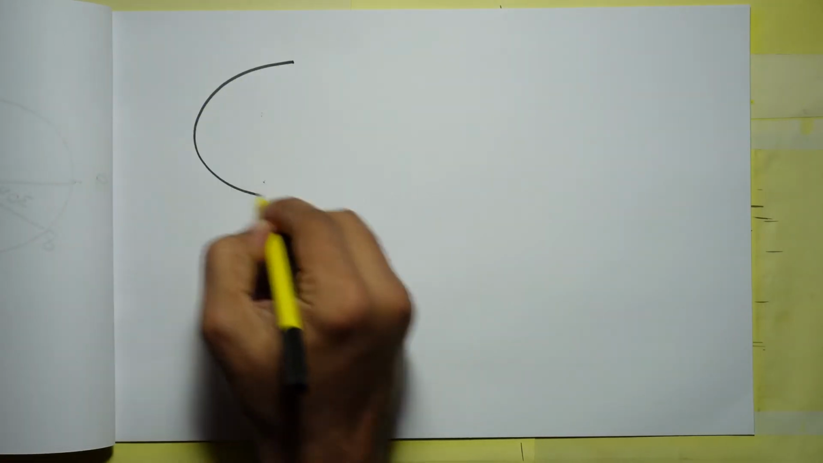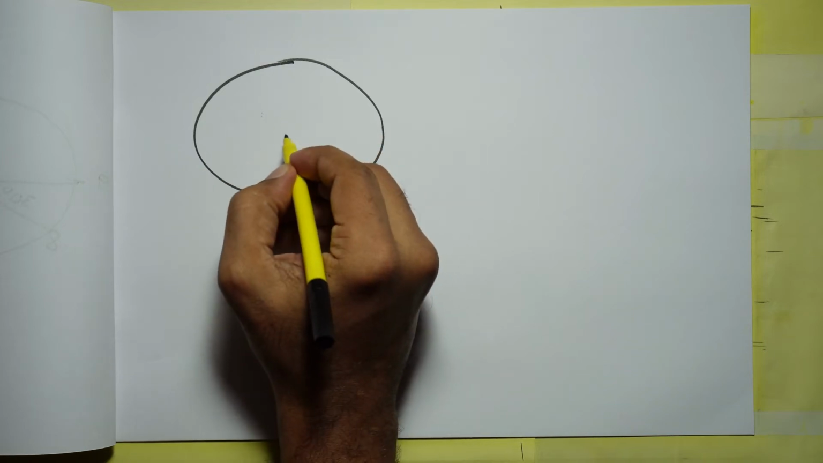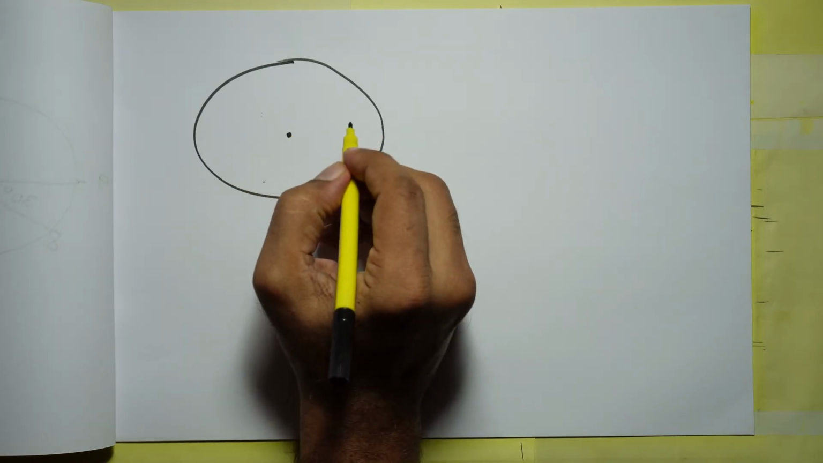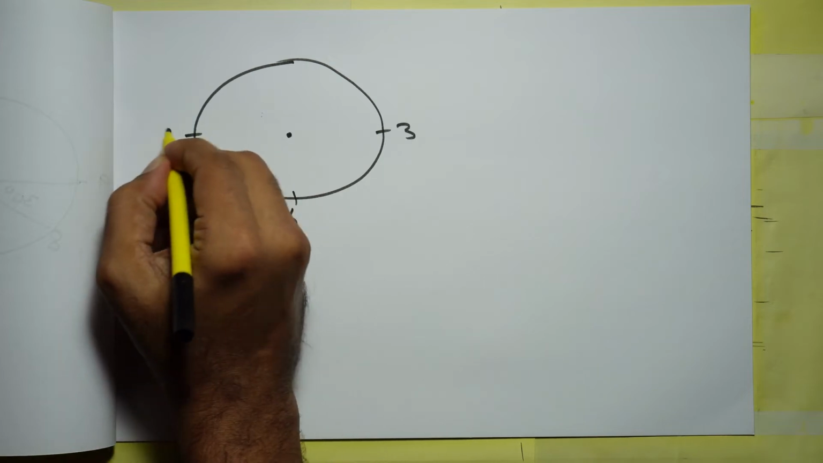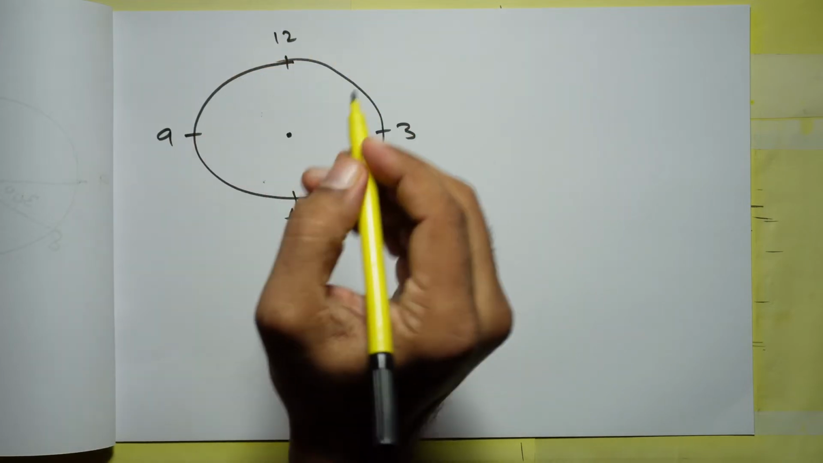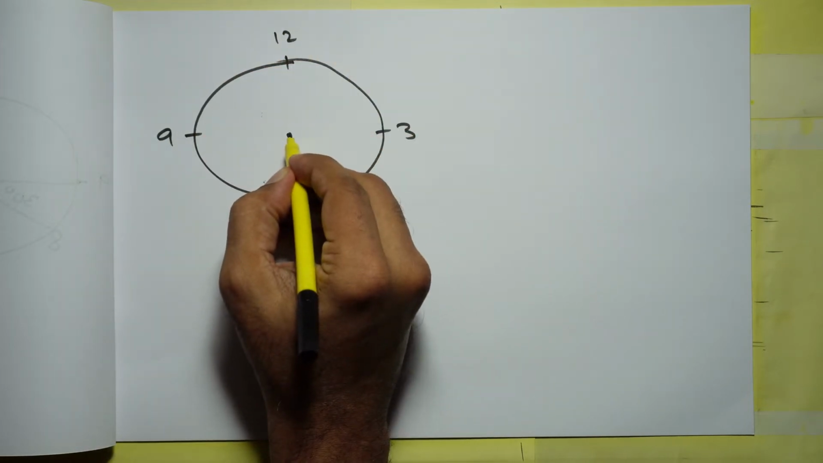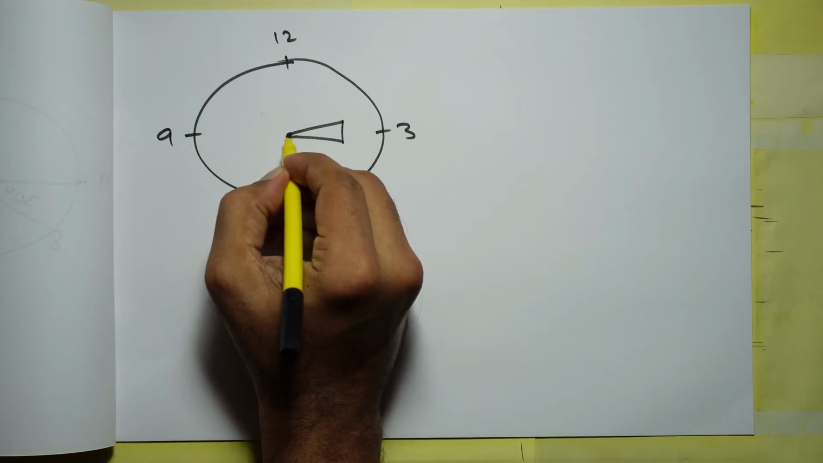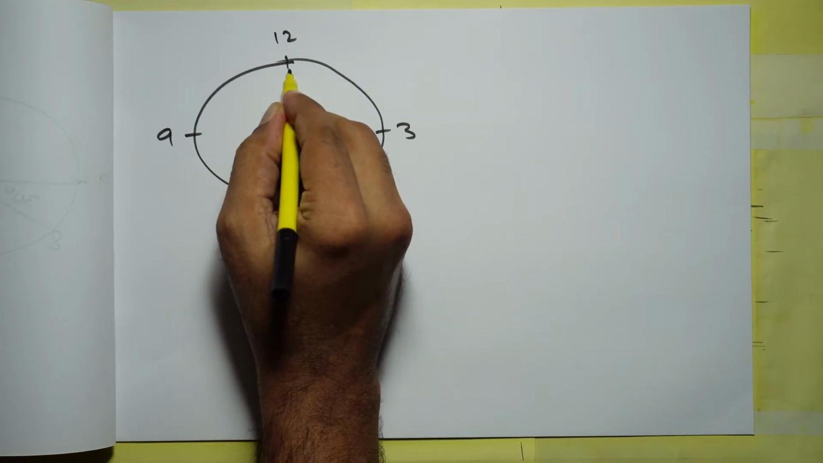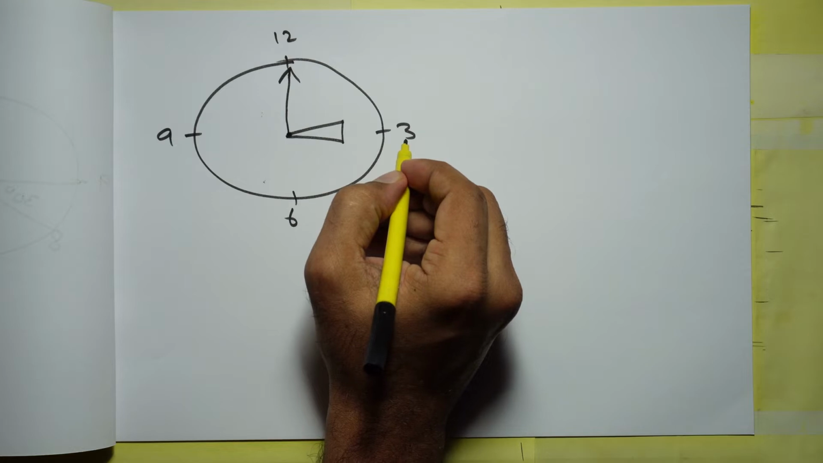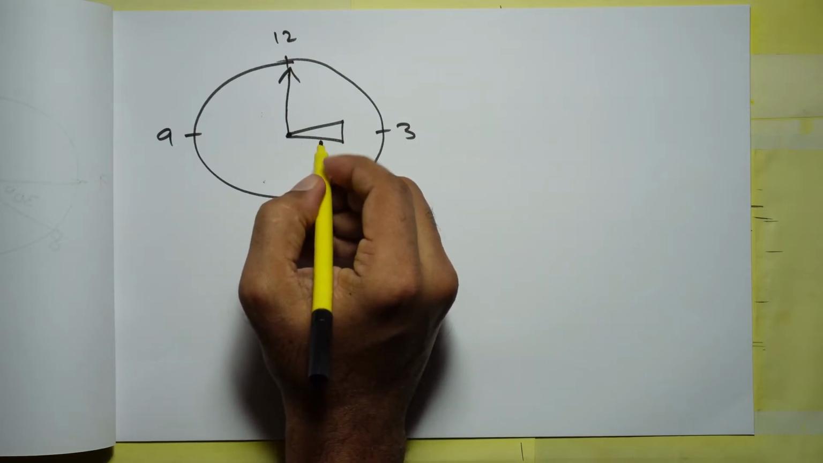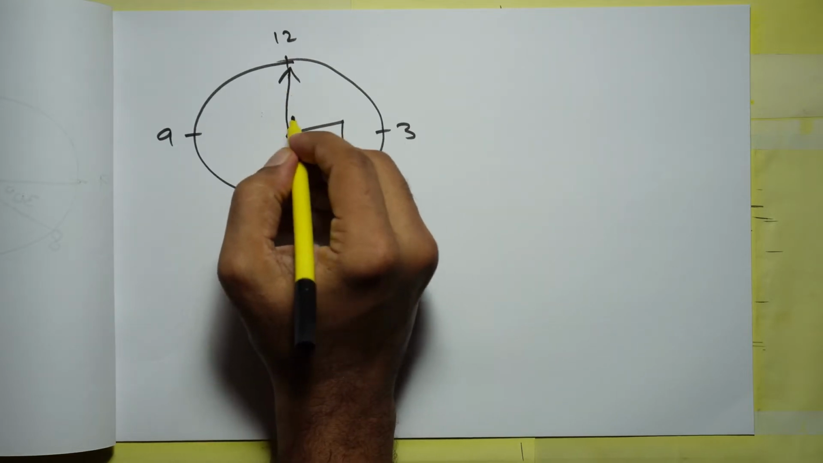I will draw the clock like this. Now assume that the time is approximately 3 o'clock. So you have 3 here, 6 here, 9 here and 12 here. So time is approximately 3 o'clock. So I will draw the hour hand like this and the minute hand somewhere like this. Now it need not be exactly 3 o'clock. It is approximately 3 o'clock. So this is the hour hand and this is the minute hand.